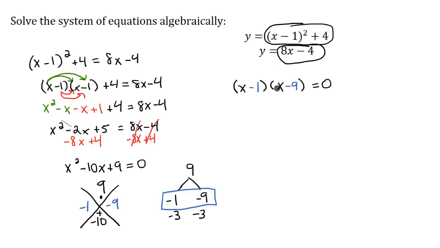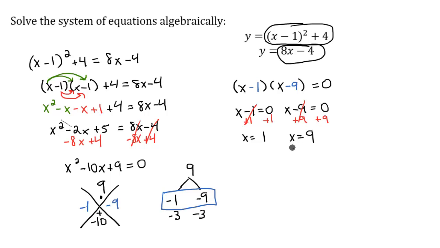Now I set both of these factors equal to 0 to solve. And to solve this left side, I'm going to add 1 to both. That means this gets canceled out. I'm left with an x equaling 1. And on the right side, I add 9 to both sides. That means this cancels out. And I'm left with x equaling 9. So those are my two x values.